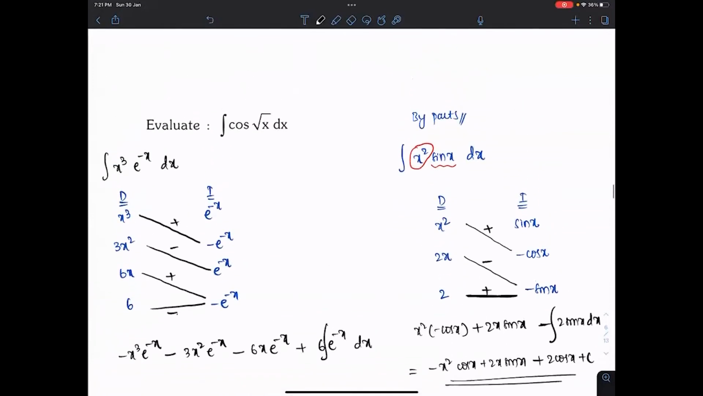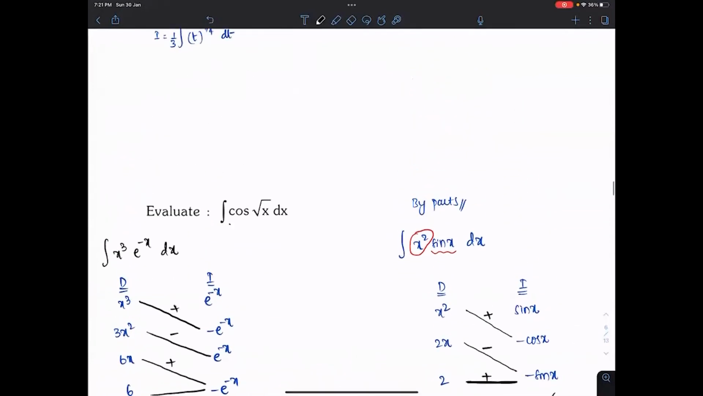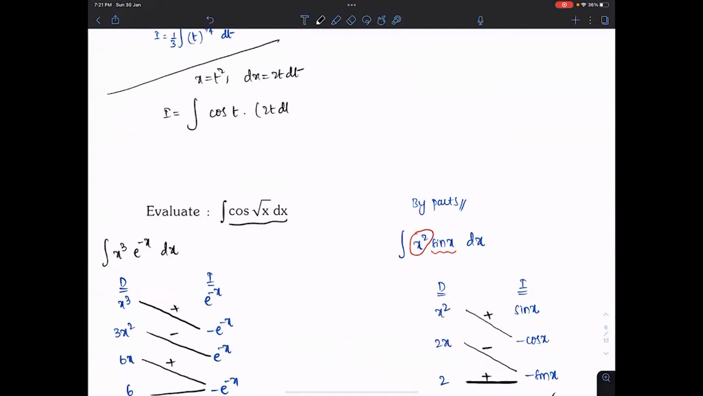Okay. Now, when it comes to this question, simple, what you do is take x equals t square. Your dx will be what here? 2t dt. So your integral I will be the integral of cos of root t square, cos t, and dx will be simply 2t dt. So 2 times the integral of t into cos t dt. Correct? Now again by parts.